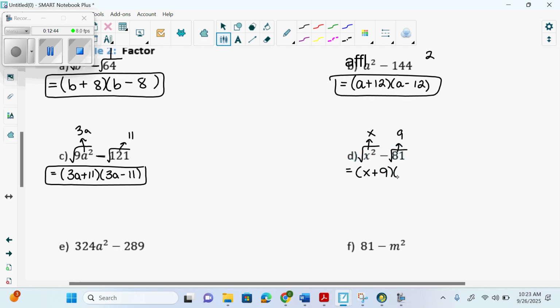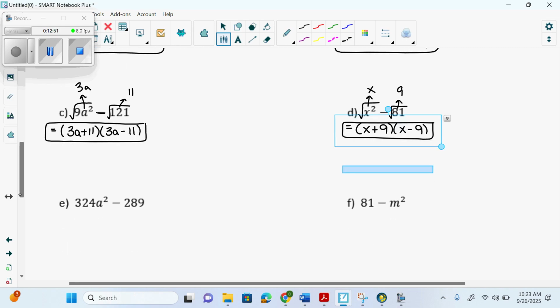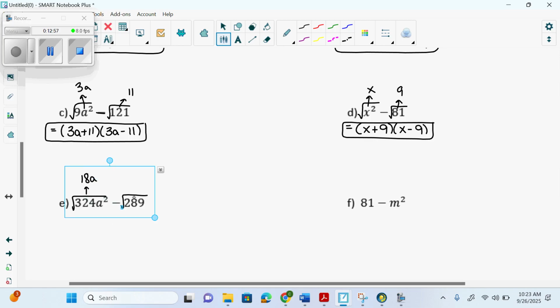If you pack up, it means you don't even know if you got it right. And it's also distracting. What's the square root of 324? 18? What's the square root of 289? 17. So we get 18a minus 17, 18a plus 17.